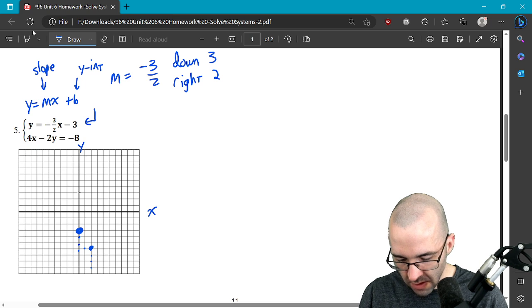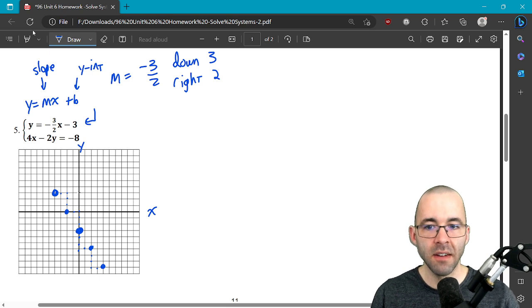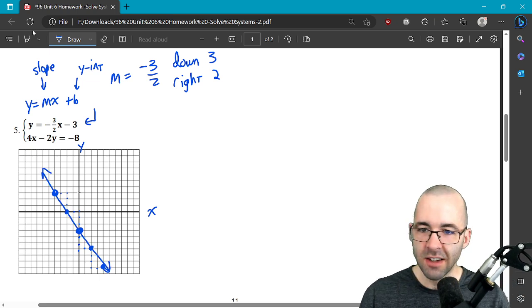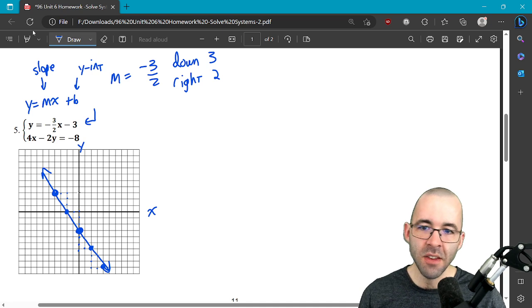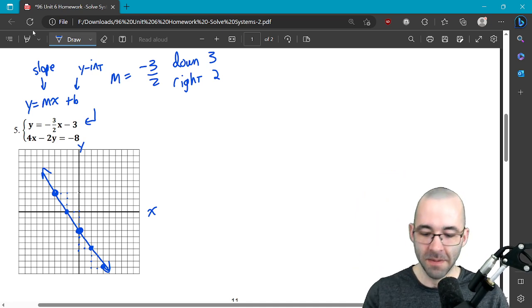Down 1, 2, 3, right 2. Or we could go the opposite way, up 3 and left 2. Up 3, left 2. And we get this kind of idea. All right, you connect this as a line. I'm not super good at drawing lines, but do your best. The more accurate your line, the more accurate your answer is going to be.